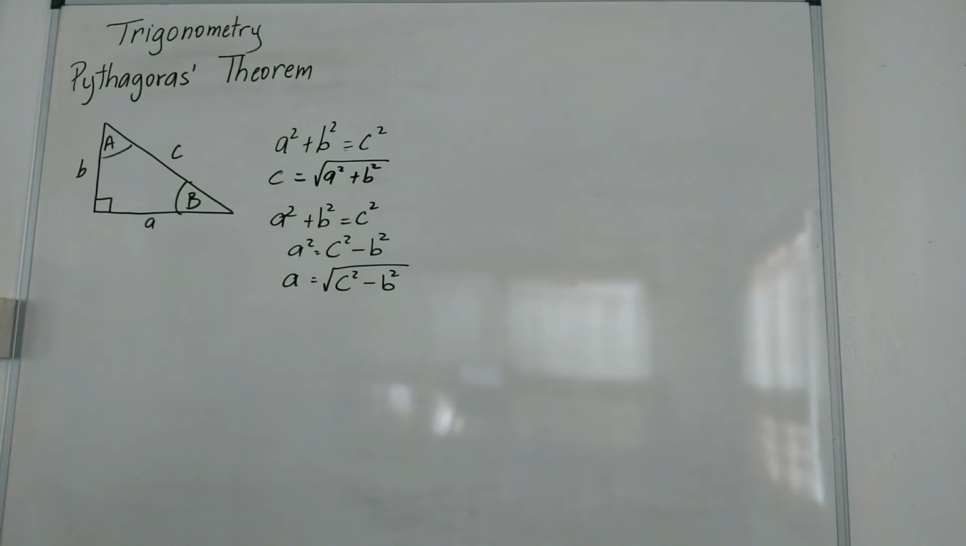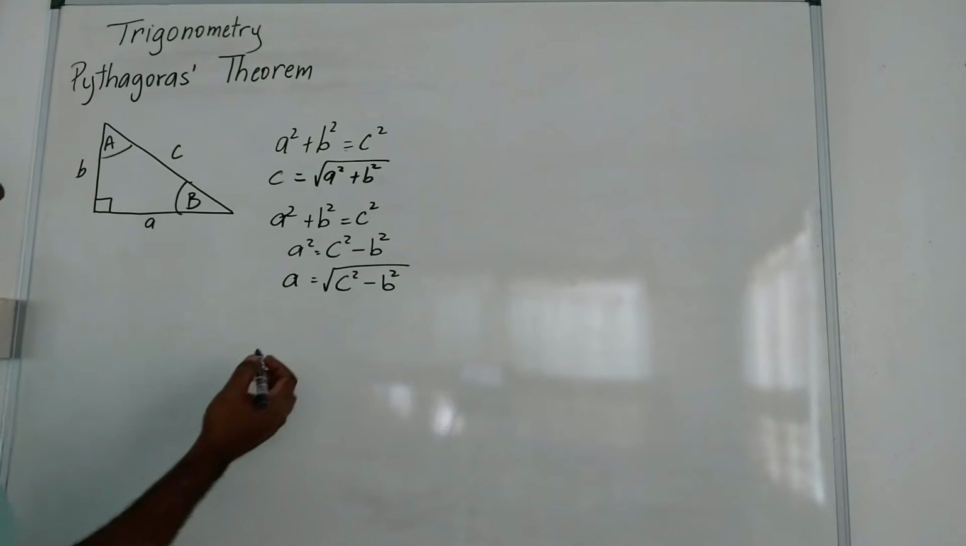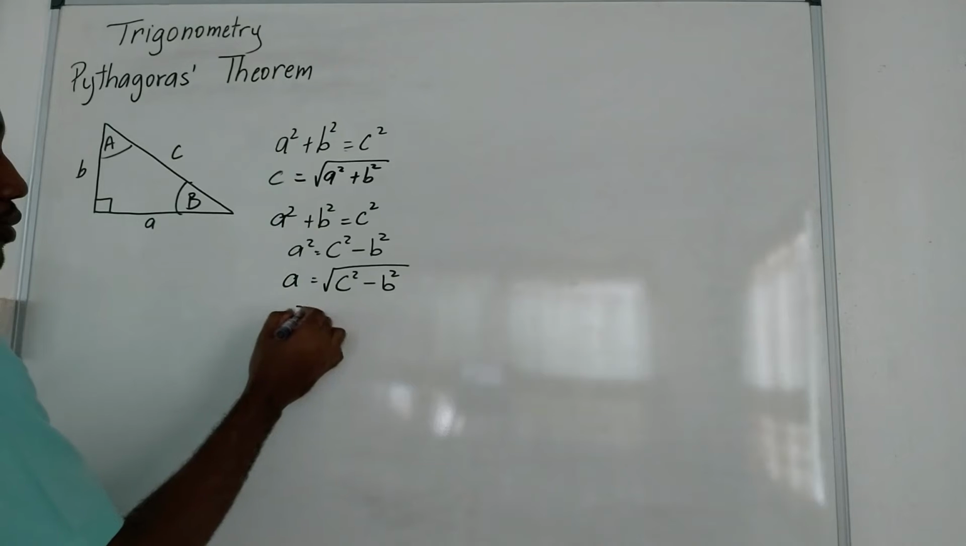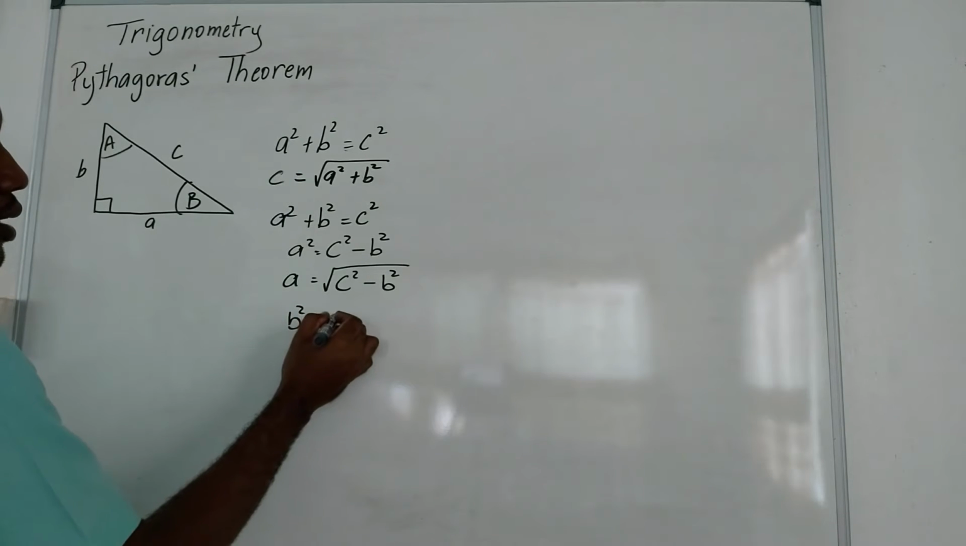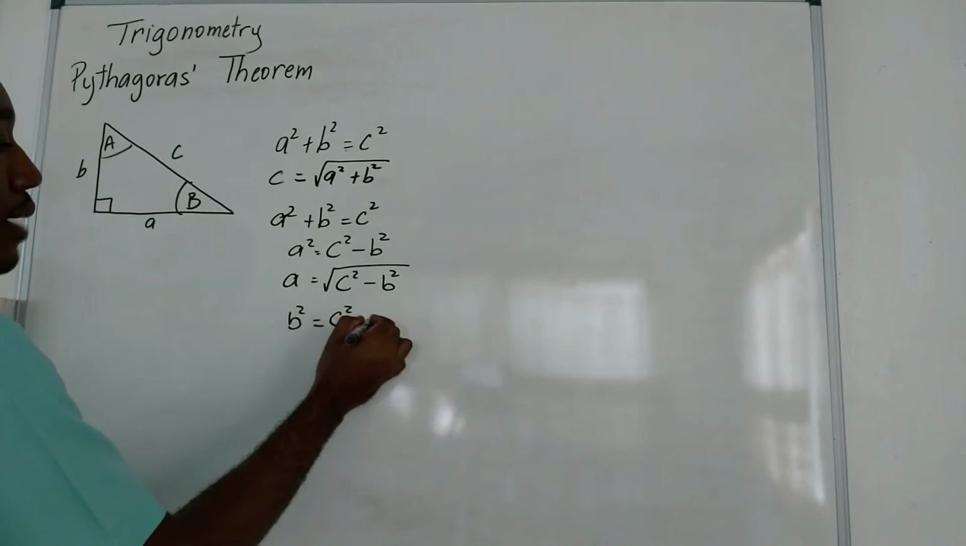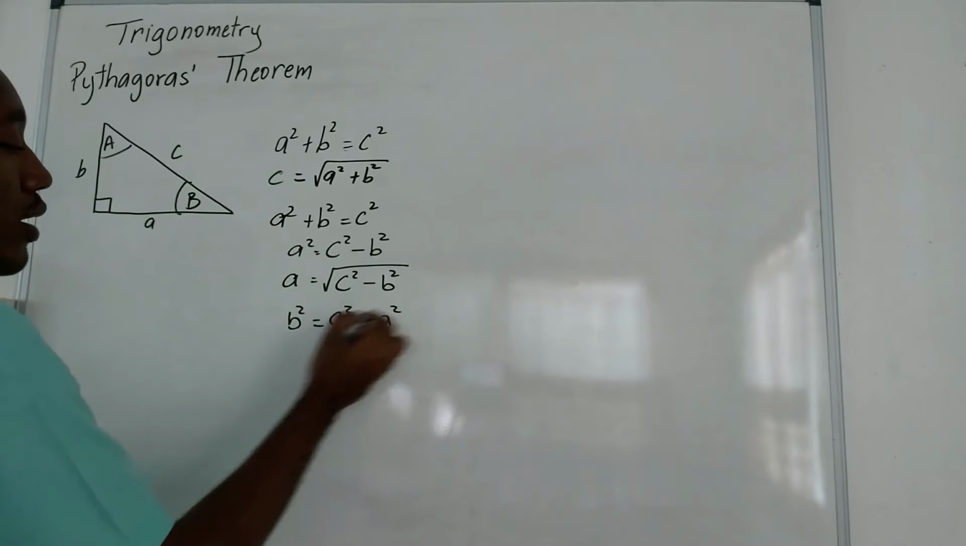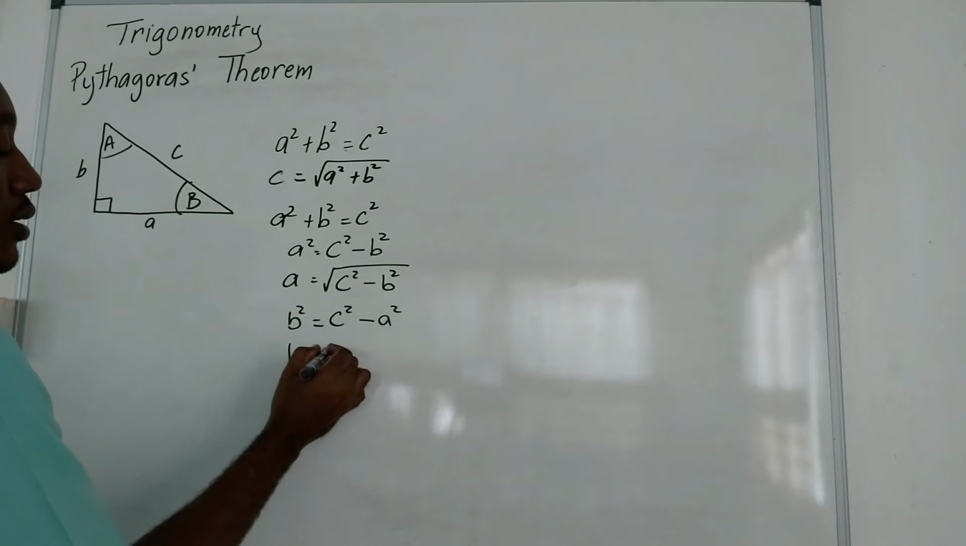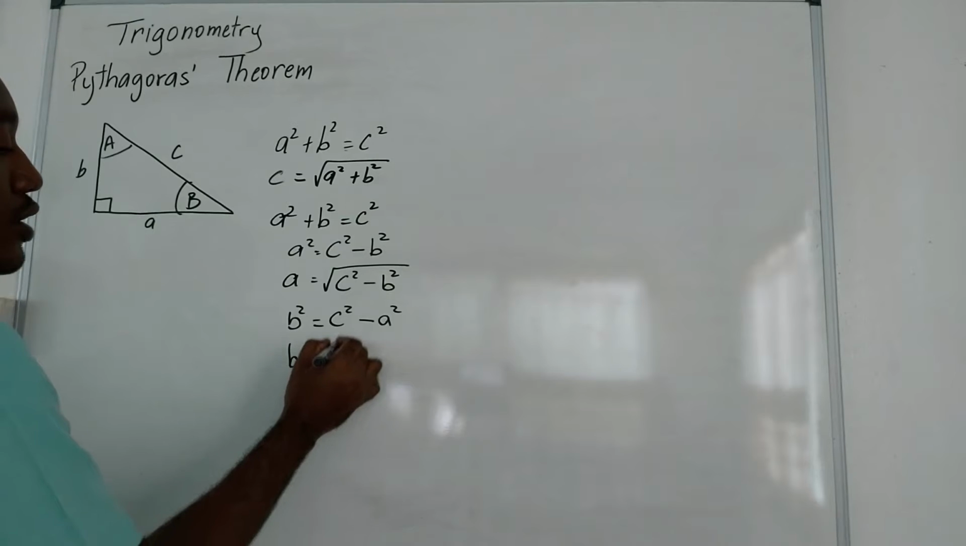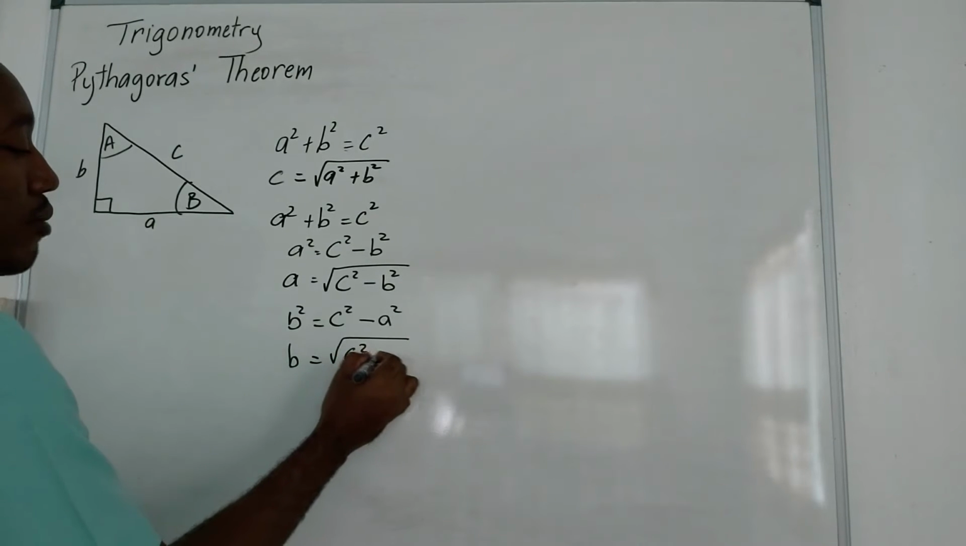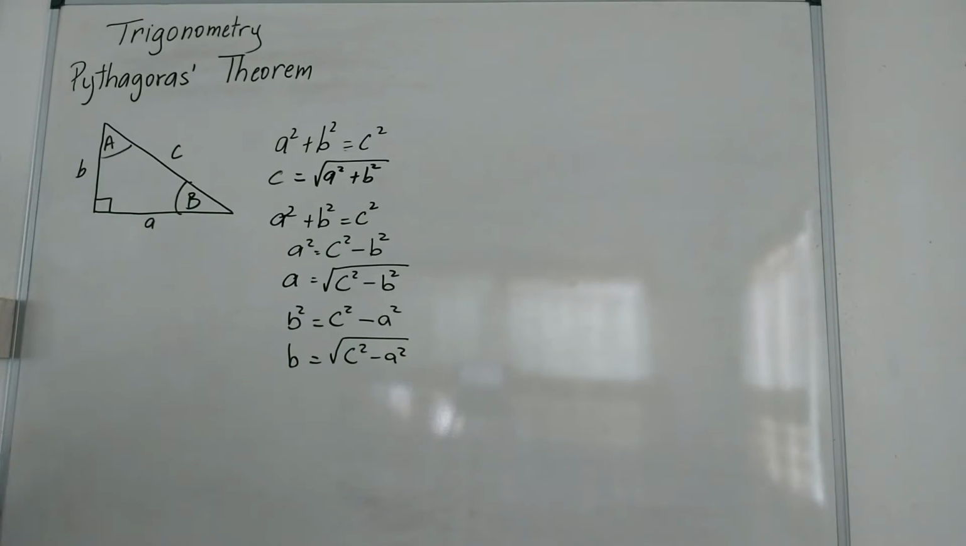And if we want to find for b, same thing we do. B squared will be equal to c squared minus a squared. So b is equal to the square root of c squared minus a squared. So I want us to notice these three formulas.